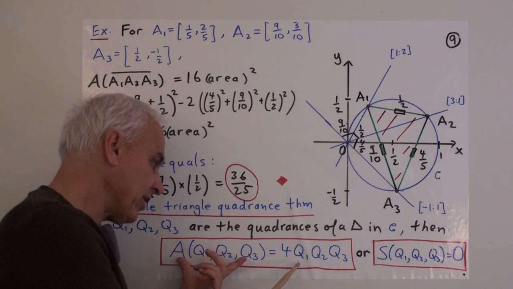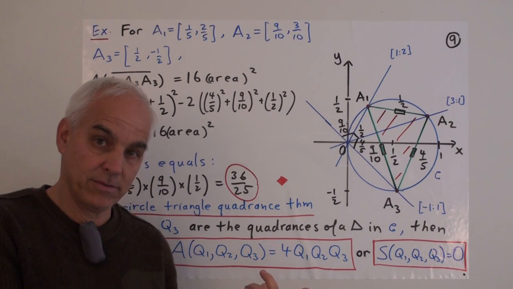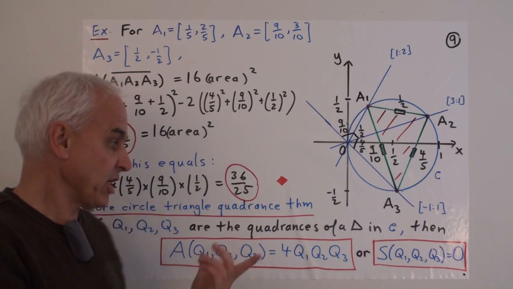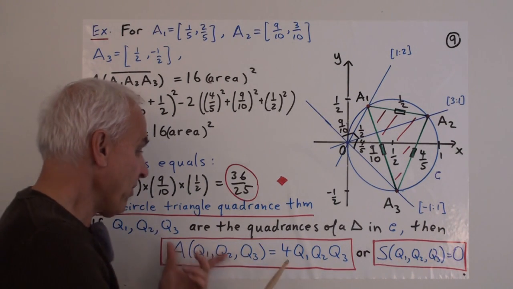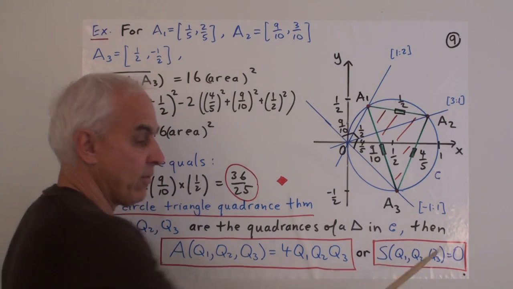Now, this is basically the projective triple quad formula. We can rewrite this by saying this is S of Q1, Q2, Q3 equals 0.